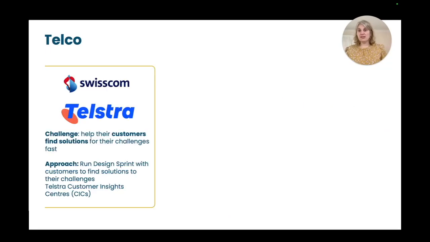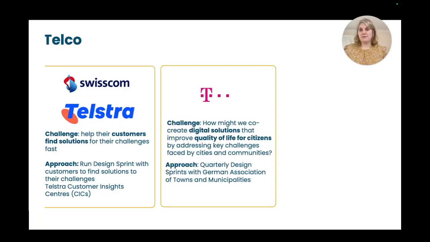In the telco industry, Swisscom and Telstra have actually decided to use design sprint with their own enterprise customers, and they run design sprints with their customers to help their customers find solutions fast for the challenges they're having.